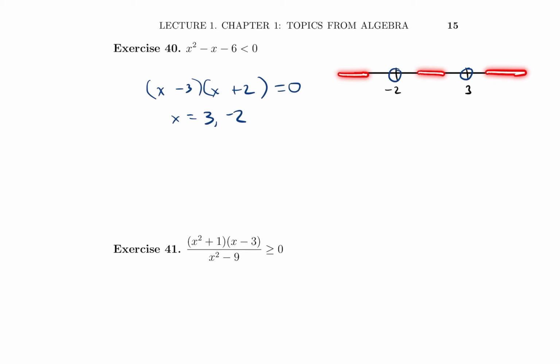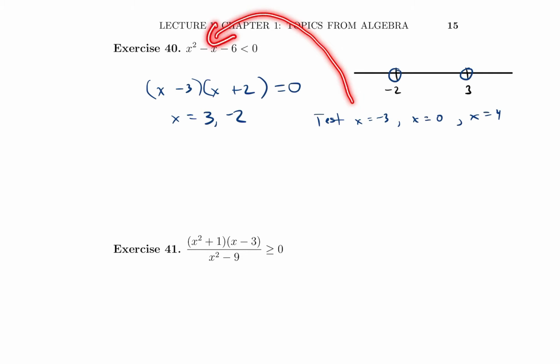Now we need to test three intervals: the left, the middle, and the right. You can test any values. I'm going to test negative 3 for the left, 0 for the middle, and 4 for the right. And you have a choice. You can place them into the original inequality or the factored version. Now you're going to change that back to the less than symbol that it originally had. I like to test it into the factored version personally. So I'm going to test these values into the factored version.